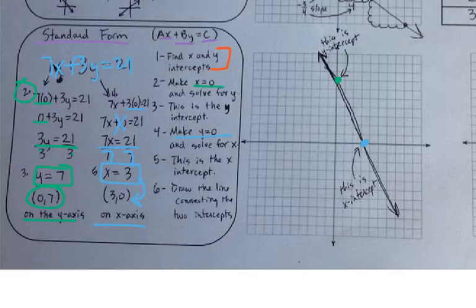Then we say, okay, we know where the x-intercept is, we know where the y-intercept is. I'm just going to connect those two dots, draw my line, call it good. And that's all we got to do for the standard form. Okay, so there's two ways to go from equations to graphs, and from a table to a graph.